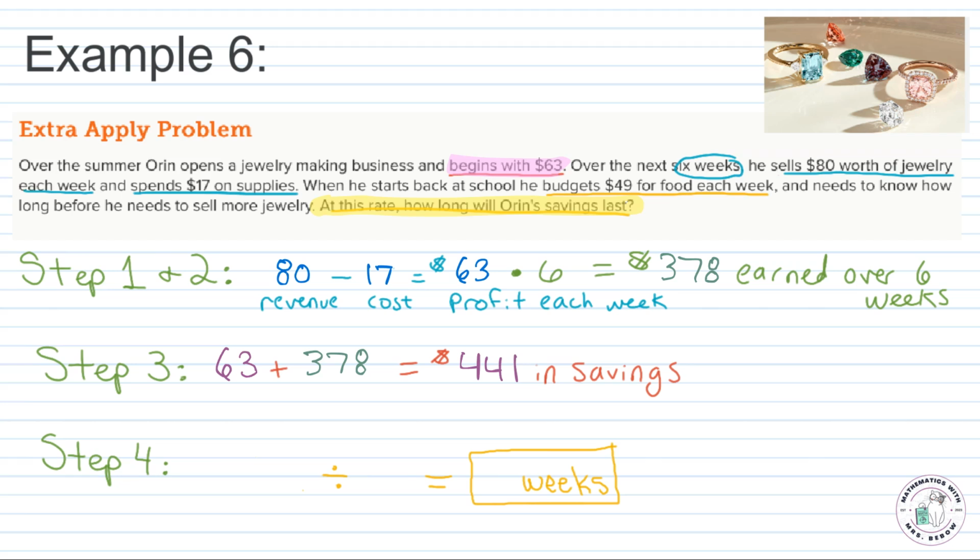So to figure out how long this is going to last, we're going to take how much we have in savings, 441. We're going to divide that by the $49 that we're spending on food each week. And when we do 441 divided by 49, we're going to come up with 9 weeks. So at this rate, Oren's savings will last 9 weeks. And just like the previous problem, at that point, he's going to have to find out another way to earn some more money.